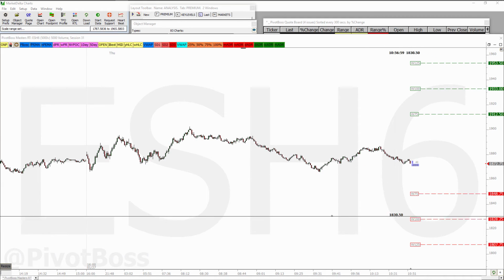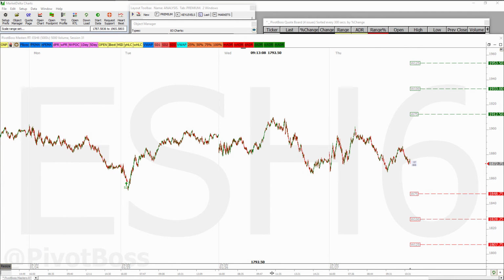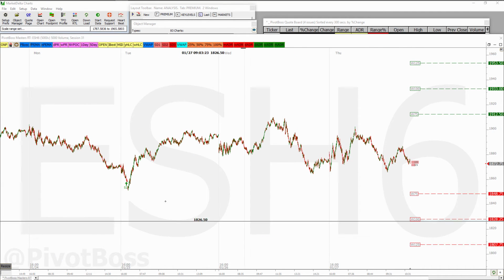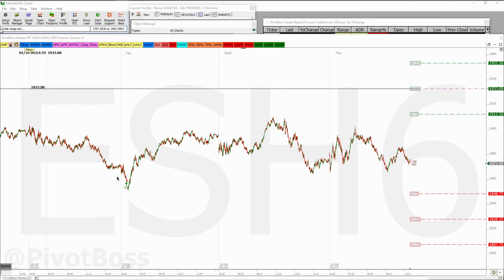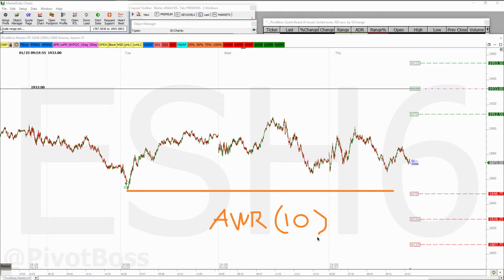So now what this is going to use is what's the highest high of the current week, and what's the lowest low of the current week. So right here, this is the lowest low of the current week. And then it would project 75% of the average weekly range over the last 10 weeks.